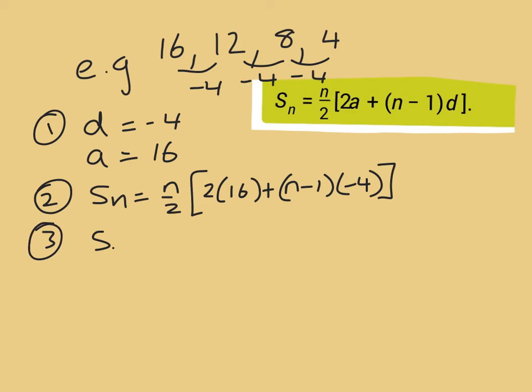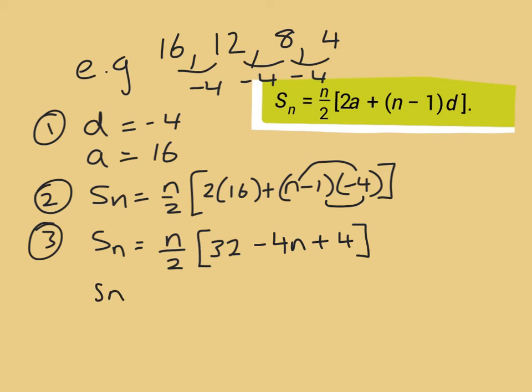Step 3, I'm going to simplify that. Sn equals n over 2. 2 by 16 is 32. Plus minus 4 by n, so not plus, it's going to be a negative. Minus 4 by n is going to give me minus 4n. And then minus 4 by minus 1 gives me plus 4. Simplifying that further, I get n over 2, 32 plus 4 gives me 36 minus 4n.